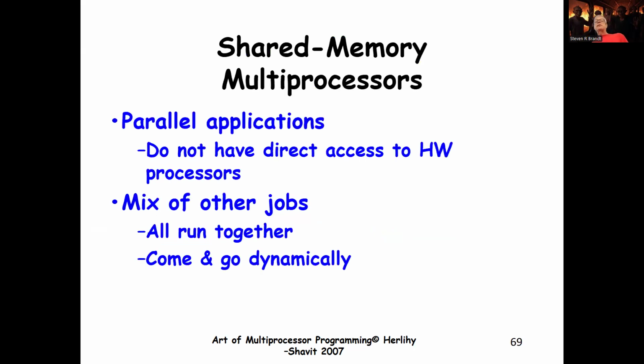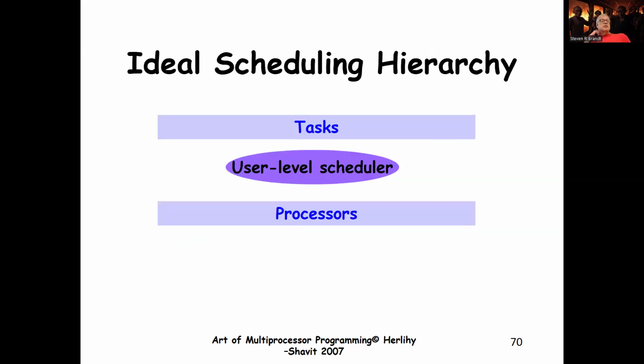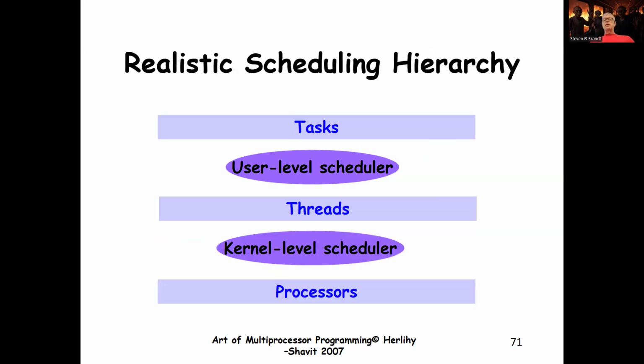So, parallel applications. The way we want to do things is that parallel applications don't have direct access to the hardware processors. I mean, they kind of do now. You can do what's called pinning, but basically you don't want to worry about those low-level details if you don't have to. You just want to have a mix of jobs that all run together, come and go dynamically, and make the best use of the machine. The way this works is something like this. We have tasks, which are runnables and callables, and we have a user-level scheduler. We have some kind of thread pool there, and that sits on top of the processors.